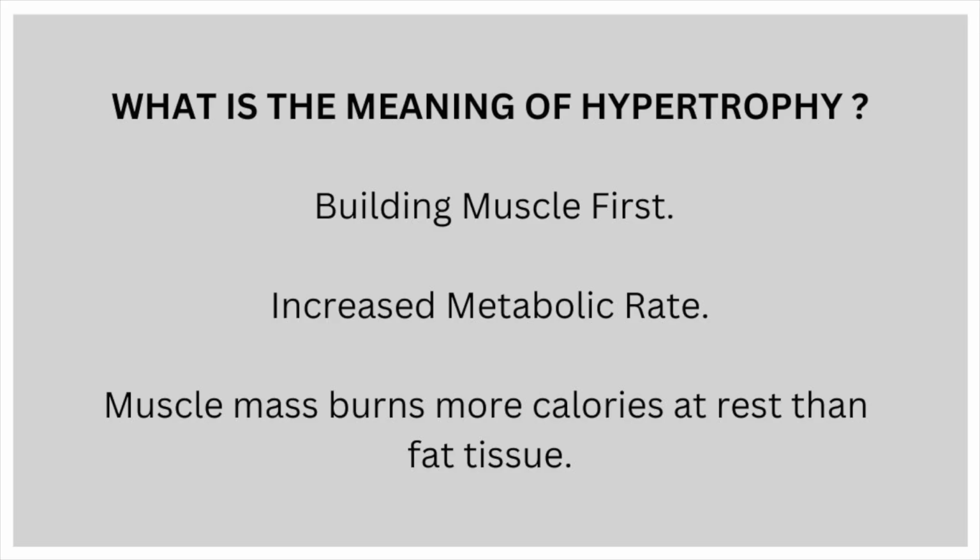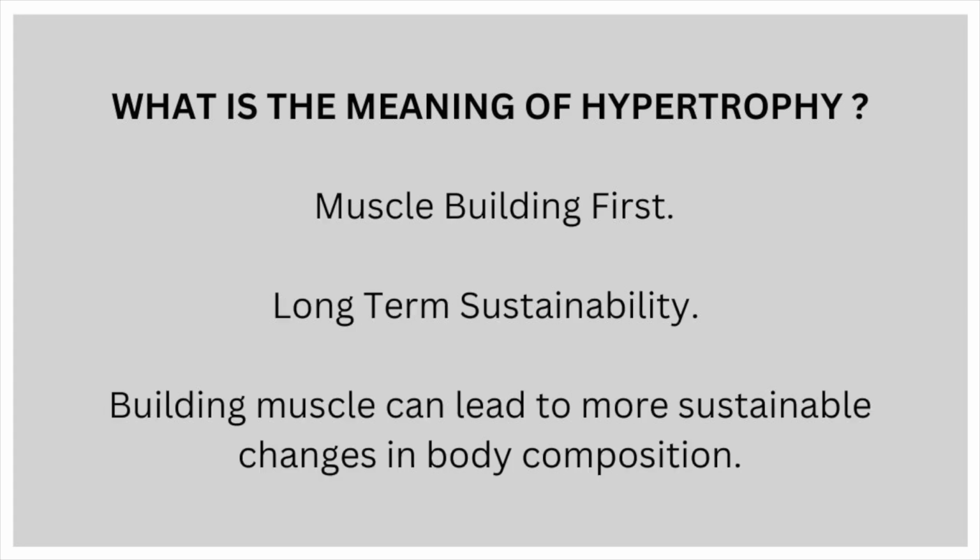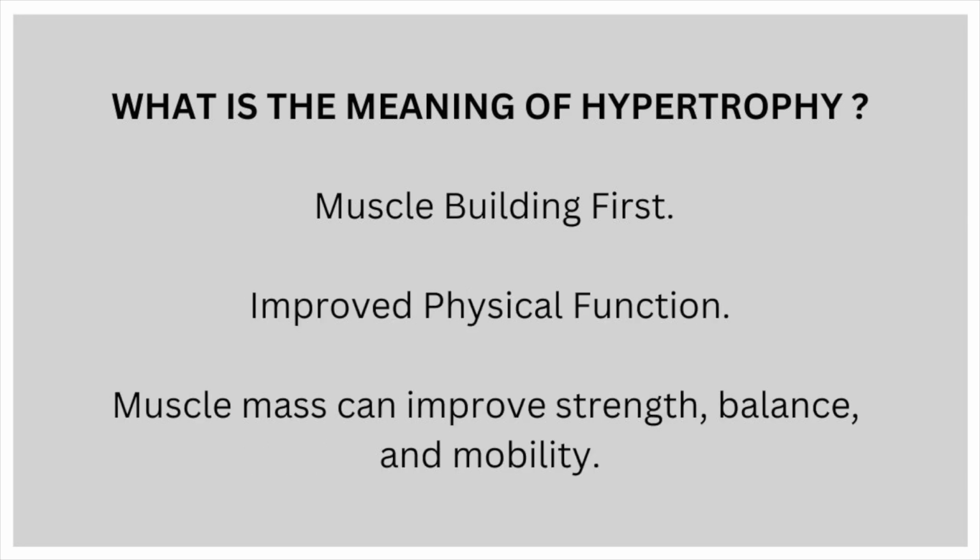Right, so let's go over the focal points. Building muscle first. Increase metabolic rate. Muscle mass burns more calories at rest than fat tissue. Long-term sustainability. Building muscle can lead to more sustainable changes in body composition. Improved physical function. Muscle mass can improve strength, balance, and overall mobility.